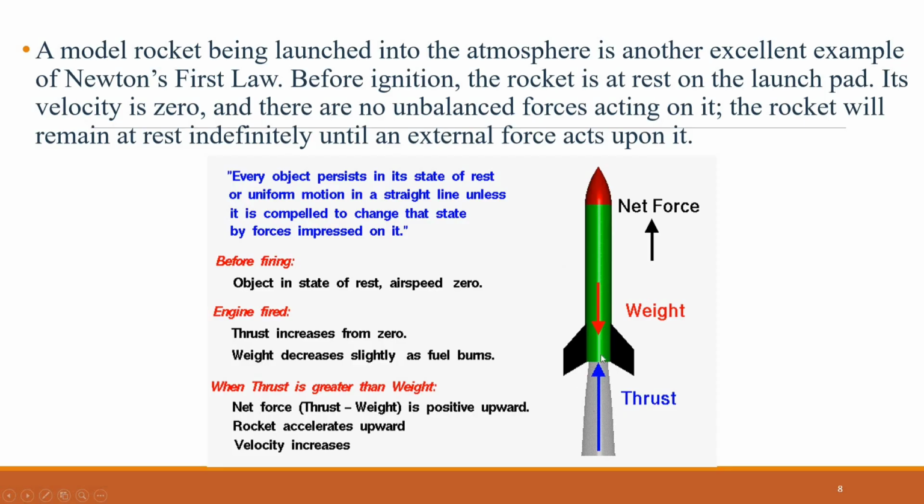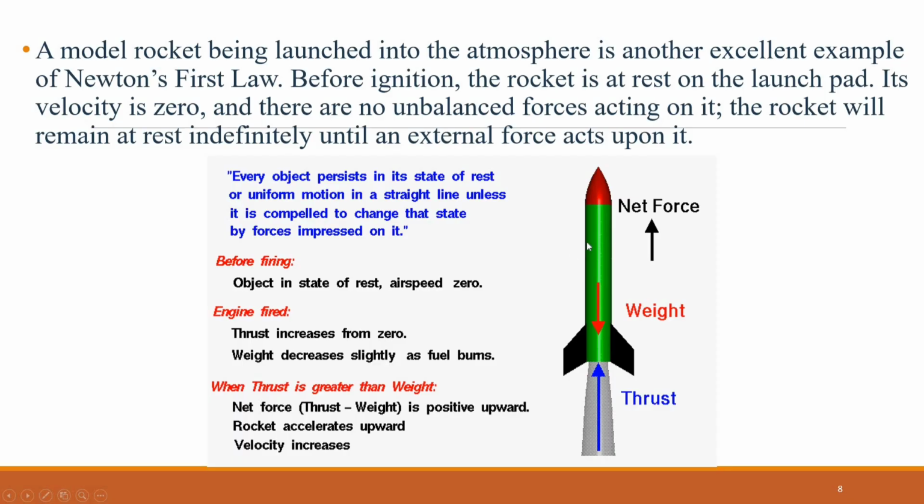When the engine ignites, it produces thrust, which is an external force that acts on the rocket. According to Newton's first law, this force causes the rocket to accelerate upward. The initial motion is directly caused by the unbalanced force of the thrust overcoming the rocket's weight and any small frictional forces from the launch guide.